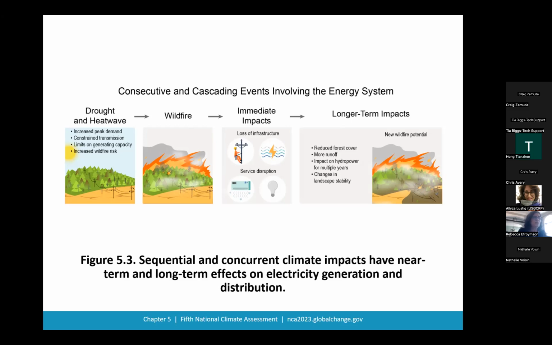And as Craig mentioned, disruptions to power supply and delivery can cause cascading effects in other sectors like water, health, and transportation. And in addition to the energy chapter, you can read about some of these hazards in the Focus on Wildfires section and the Focus on Compound Events section.